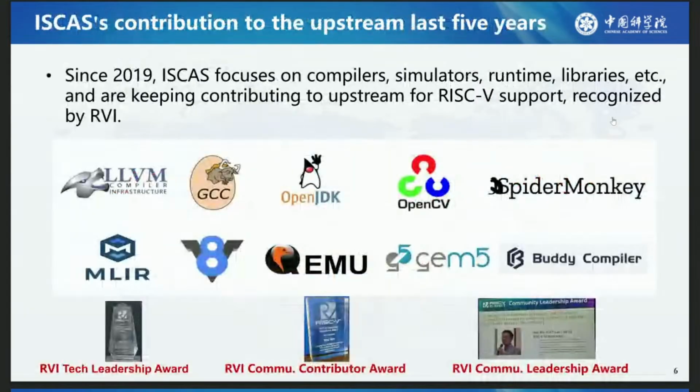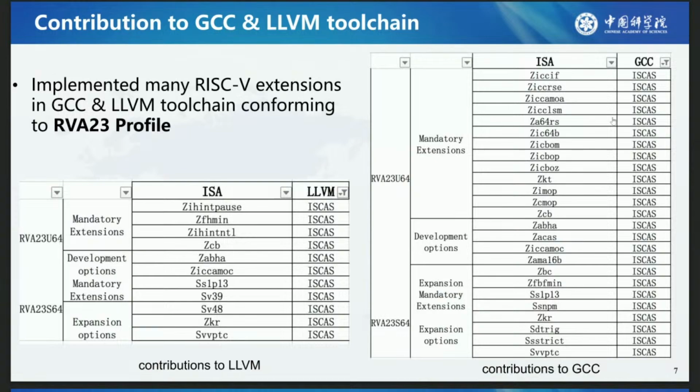Since 2019, ISCAS, my institute, has focused on compilers, simulators, runtime libraries, and contributing upstream for RISC-V support. All this work has been recognized by RVI. We have received the RVI Tech Leadership Award, the RVI Community Contributor Award, and the RVI Community Leadership Award. These are some examples of our contributions to upstream projects like GCC and LLVM. You can see many RISC-V extensions have been implemented by ISCAS, especially for the RVA23 profile.